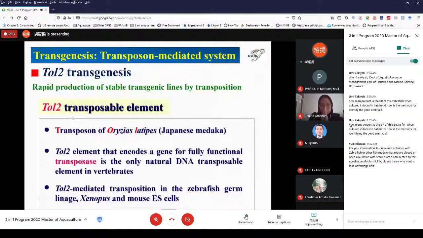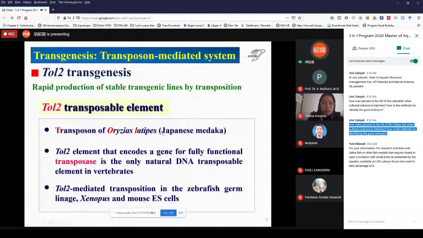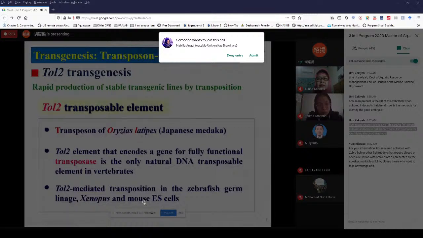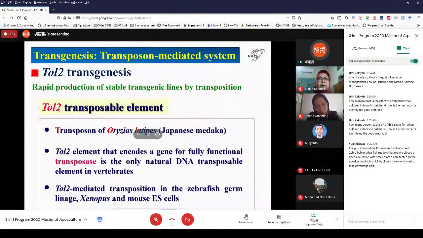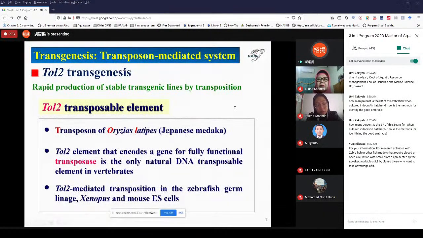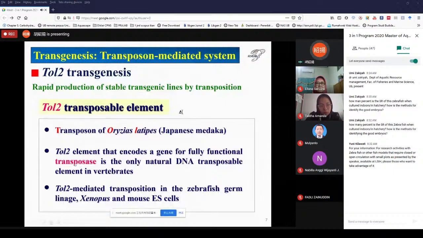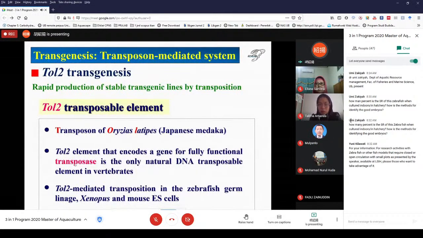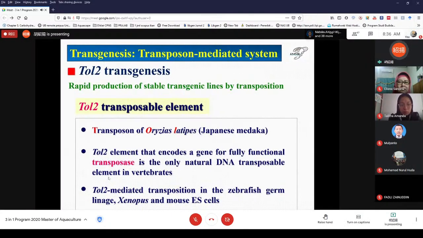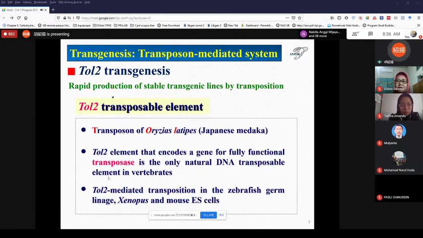Briefly, Tol2 was first isolated from the Japanese medaka. It was the first transposon to be named in vertebrates. It was found in Japanese medaka as an element that can encode a transposase, and the transposase can recognize the transposon element. Then it can cut the transposon element and randomly integrate it into the genomic DNA. This system is now widely used in zebrafish, in the mouse, and in embryonic stem cells. So it means it's widely used in different species.